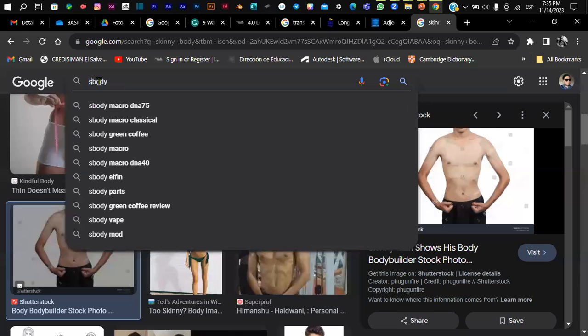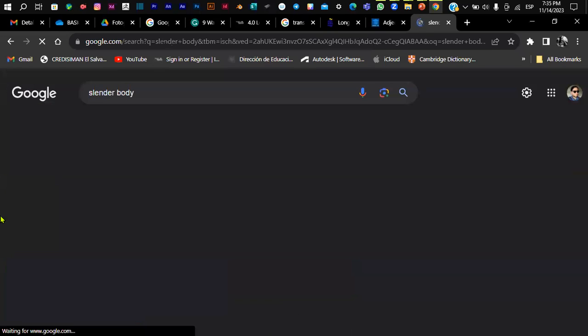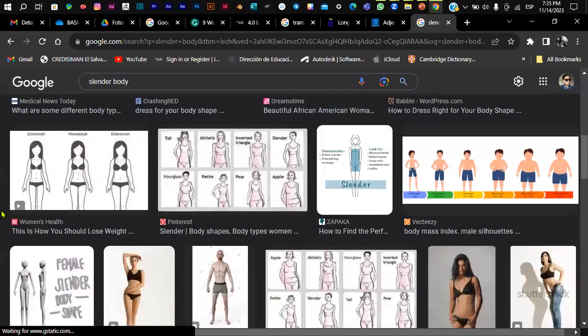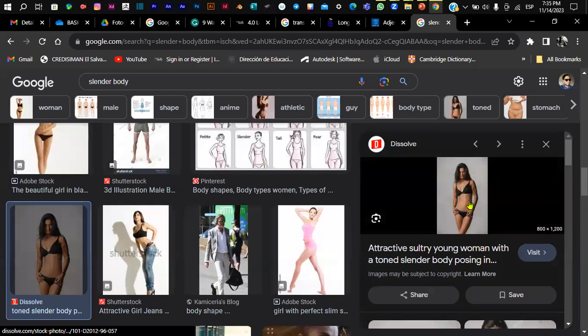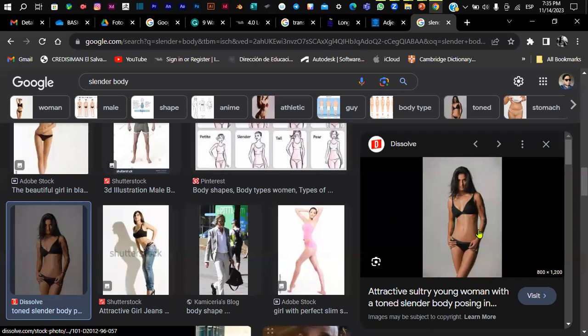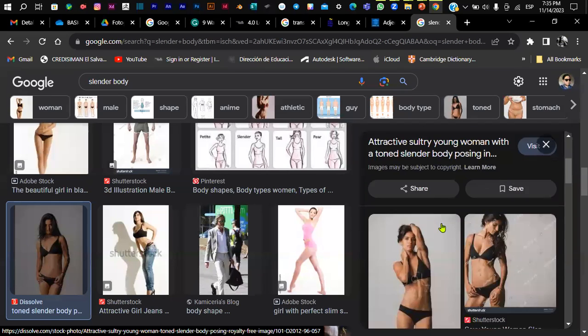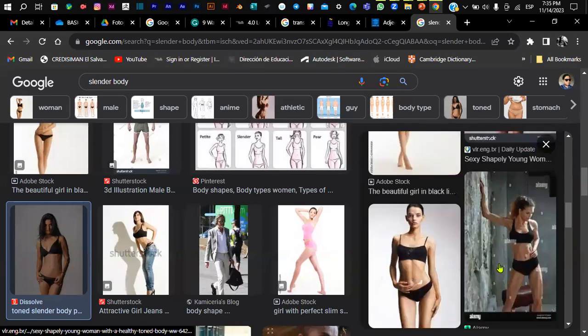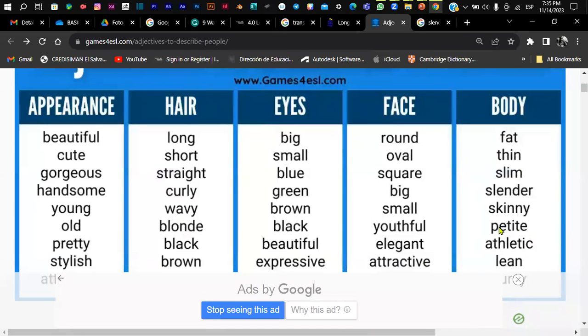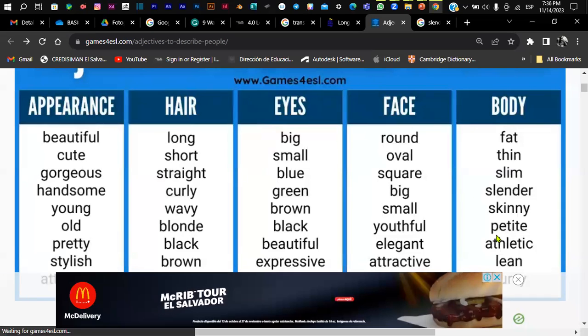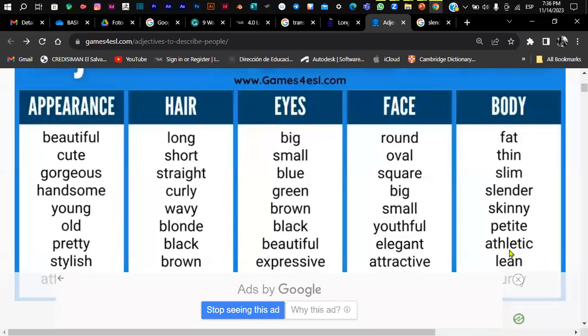Positive adjective. Slender. Like muscular, in good shape. No skinny. Is slender. In good shape. Slender. Yes, in good shape. What else? Petite. Petit. The juice? No. Petite is? Pequeño. Yes, correct.